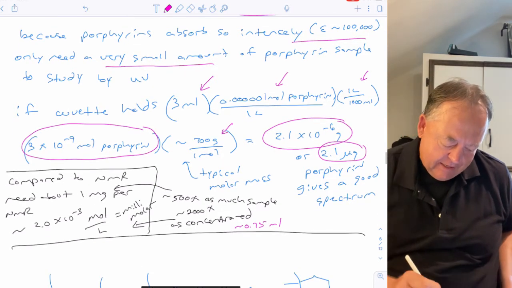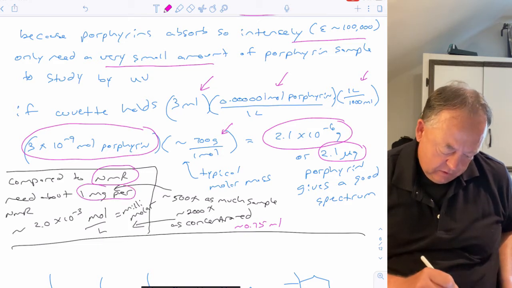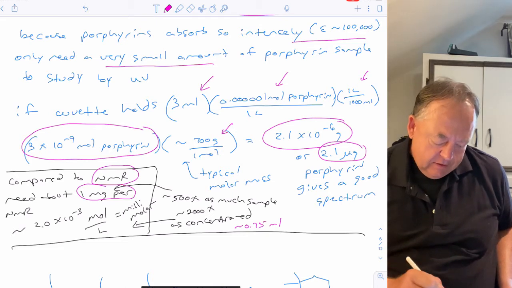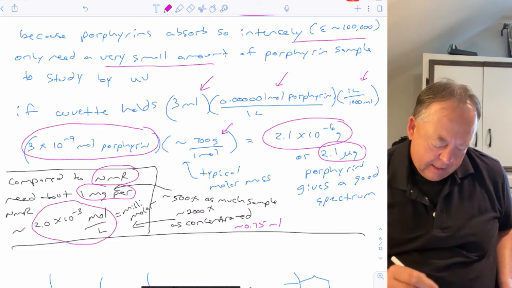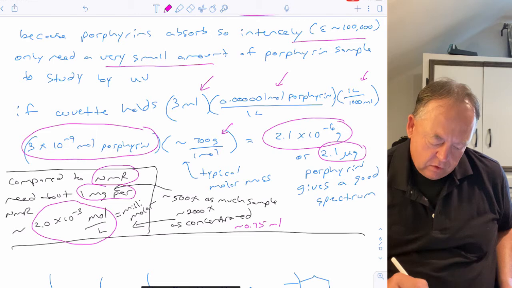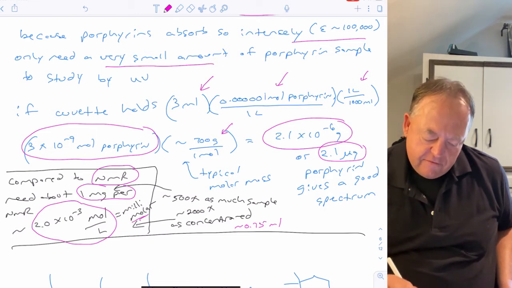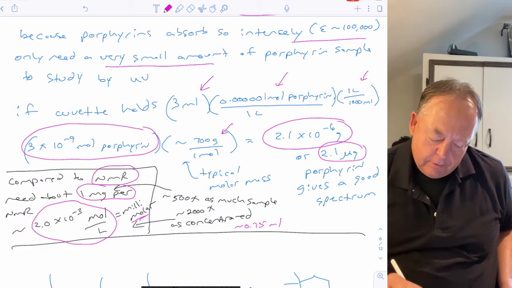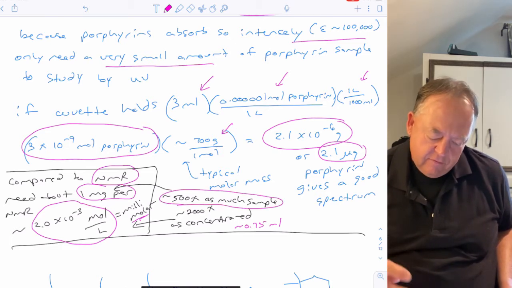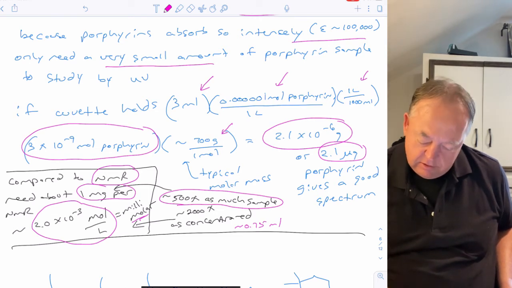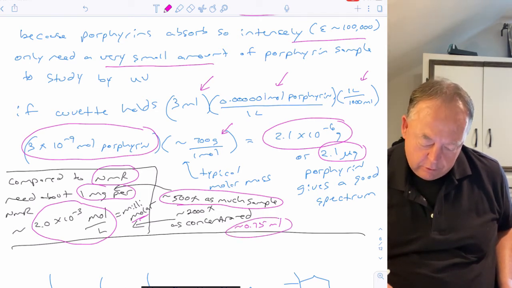If we contrast that to NMR, you need about 1 milligram of porphyrin per sample. That's about 2 × 10⁻³ molar, or so, a millimolar concentration. So that's about 500 times as much sample that you need for NMR compared to UV Vis analysis. And so NMR is only about 7.75 mL.